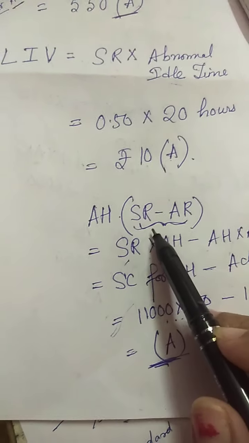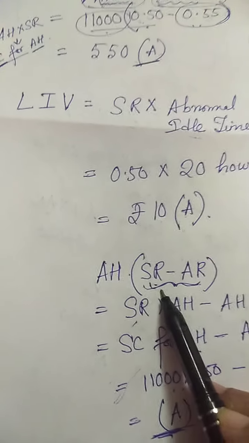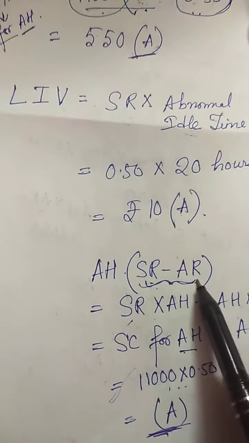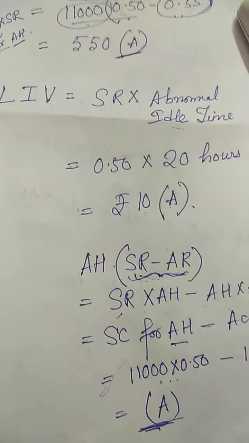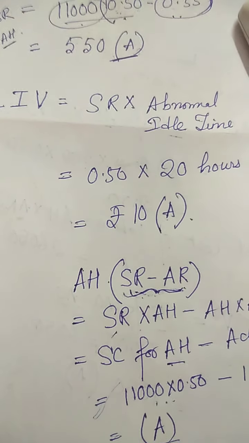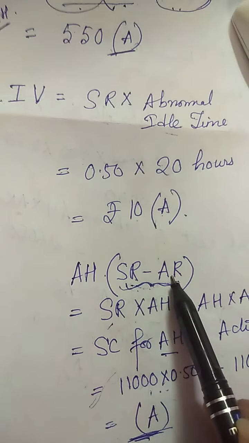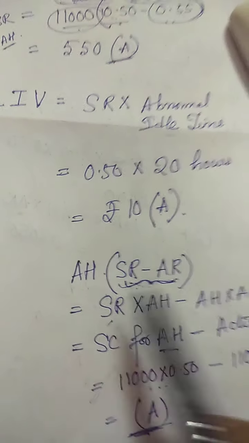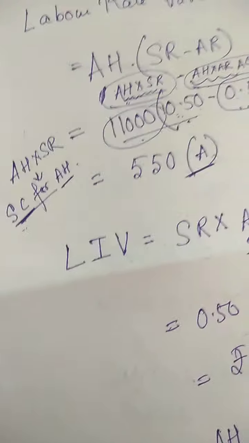Okay, and when you are finding out rate variance, we are taking the difference between the rates. Variance means difference. Okay, how much it is varying. Varying means how much it is differing. That is why we take the difference between the rates and multiply it by actual hours, that is AH.